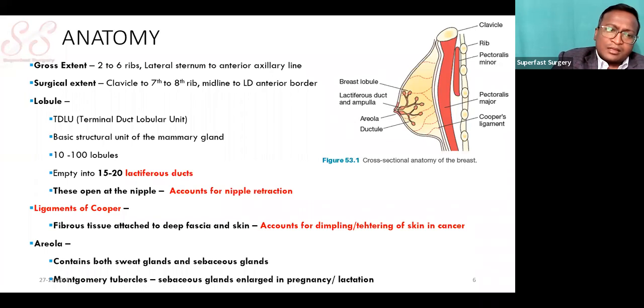Areola contains both sweat glands and sebaceous glands, and in pregnancy and lactation it is more functional and enlarged, and that is known as Montgomery tubercles. Now though there is a classification called invasive ductal cancer and invasive lobular cancer, it doesn't mean that invasive ductal cancer will originate from the duct and invasive lobular cancer will originate from the lobule. In fact, both of them will originate from the terminal ductal lobular unit. It will function as a unit.